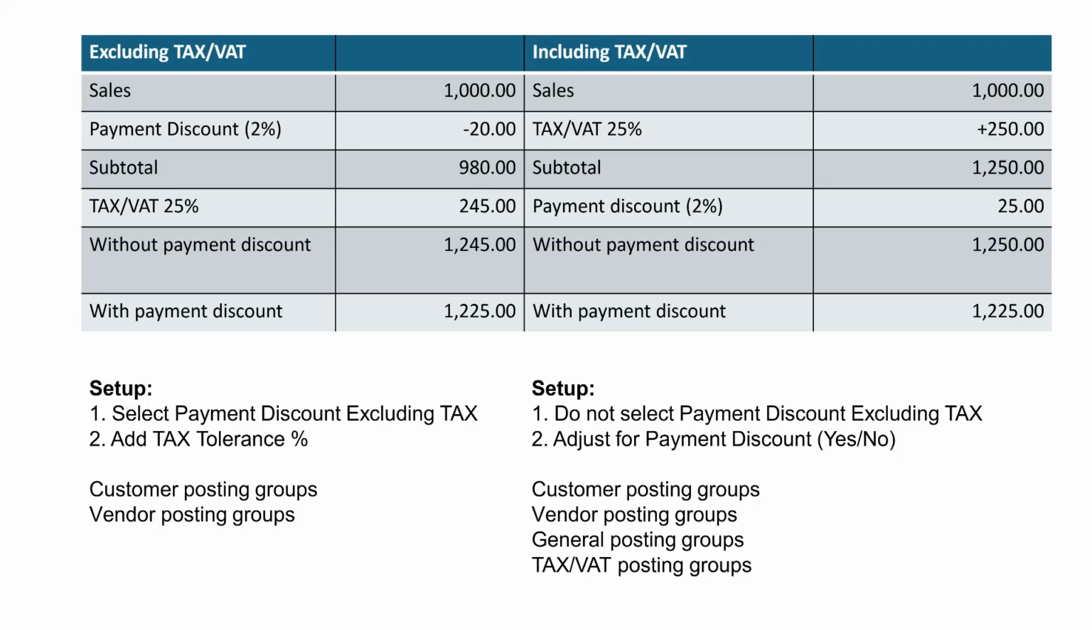In this case, we are still going to look at the posting groups that we look at in the excluding section, that is the customer posting groups and the vendor posting groups, but there are also two other groups that we are going to look at, which are the general posting groups and the tax or VAT posting groups. Now, for today, I'm just going to show you quickly how we navigate and what we need to see in those different groups and how we can use Business Central for payment discounts.